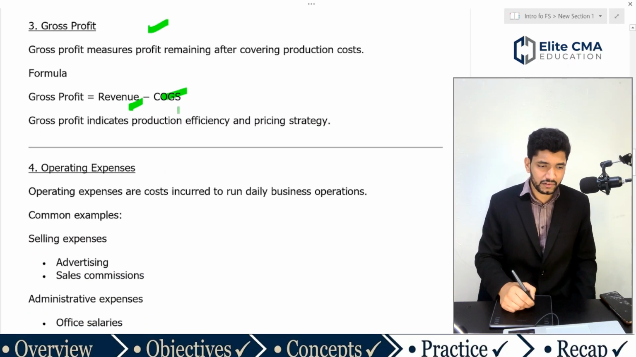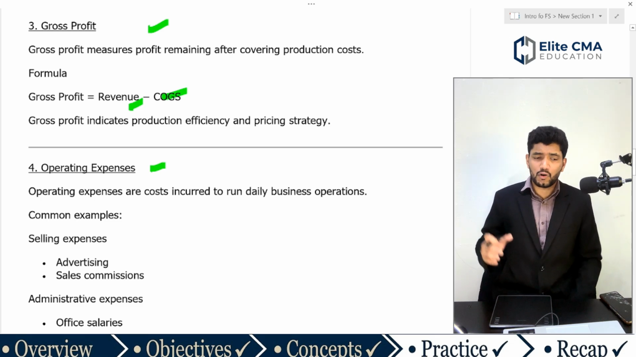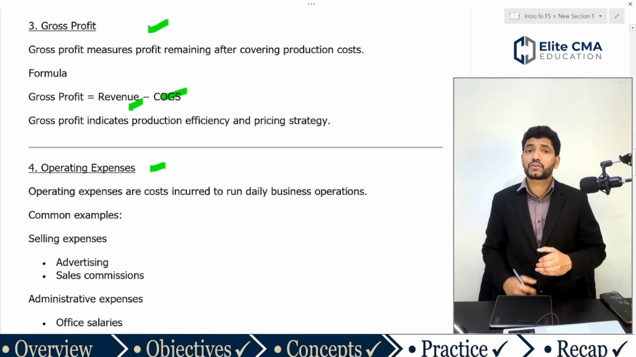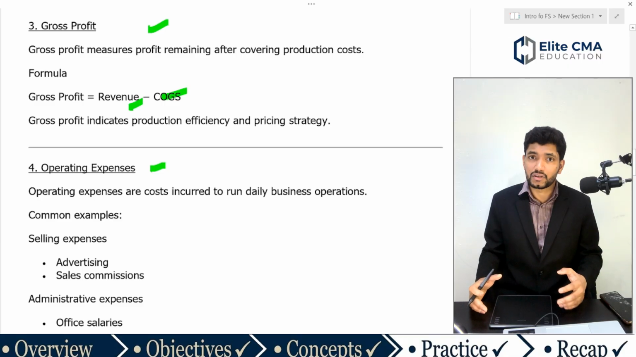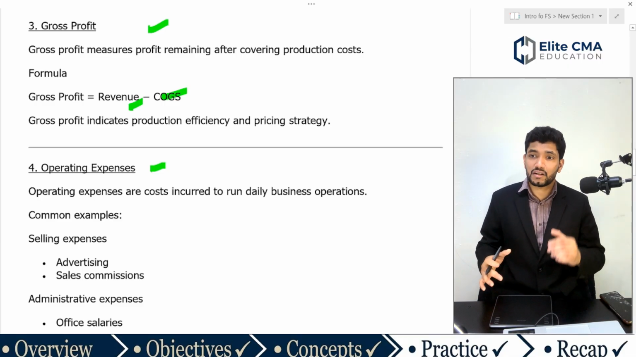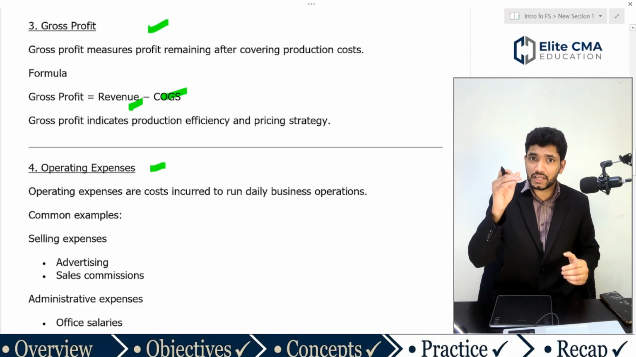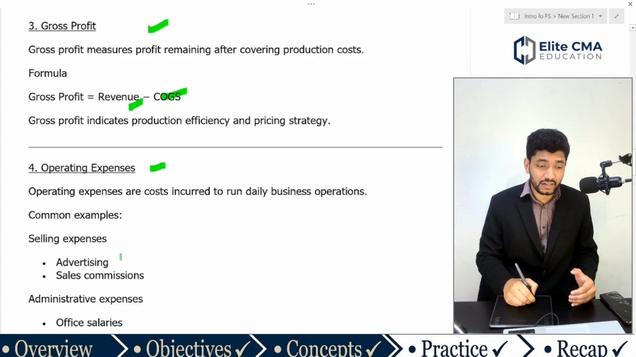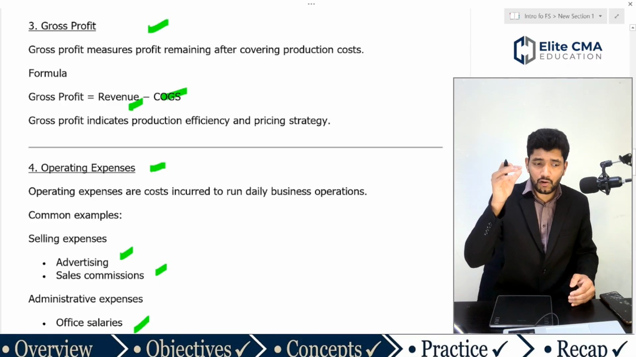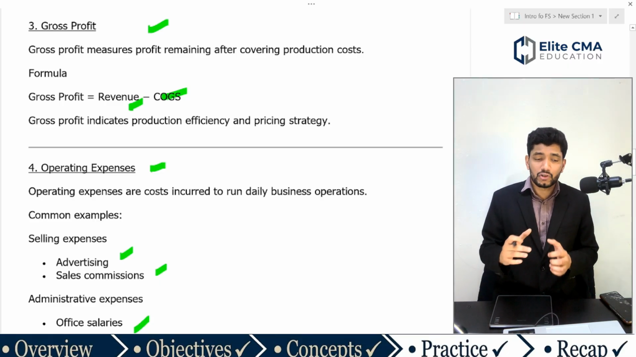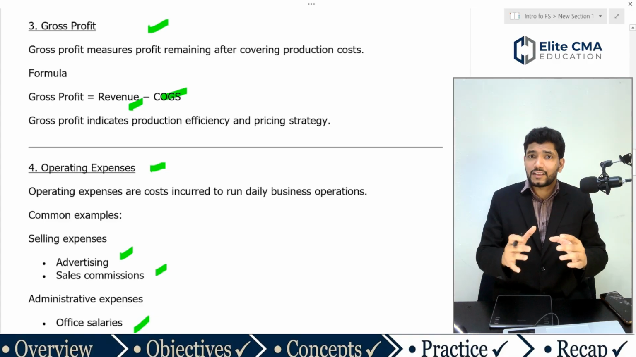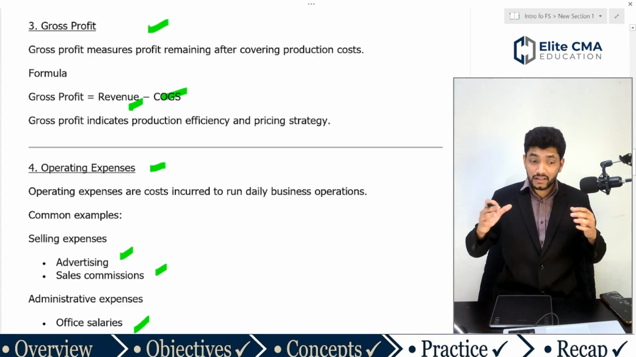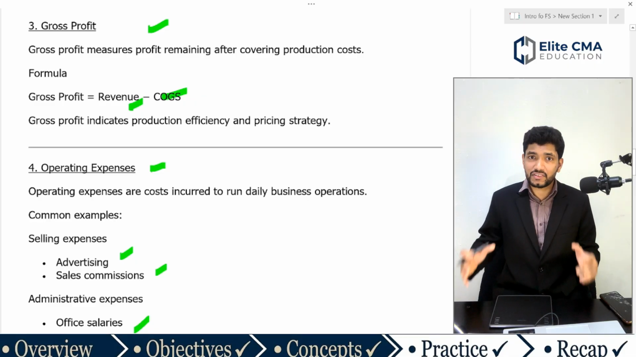Then the operating expenses. Operating expenses are all those expenses incurred to run the business day-to-day. To run day-to-day business activity, there are some expenses that we call operating expenses, like advertising, sales commission, office salaries. All these come under the operating expenses. So operating expenses are those expenses which are directly incurred to run day-to-day business activities.